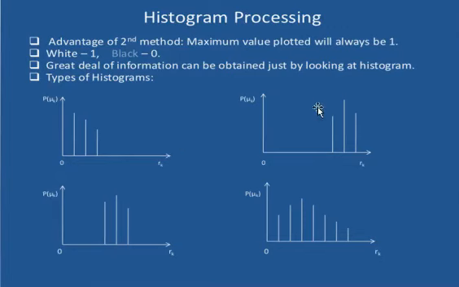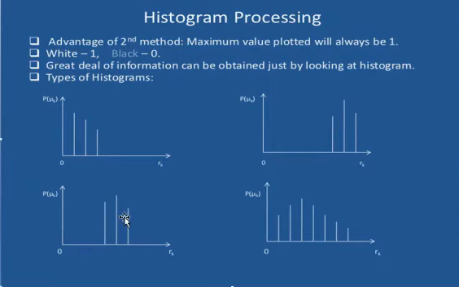If suppose the histogram is like this, that means almost all the lines are closer to the higher intensity levels, higher gray levels. In such a case, that image looks like a bright image.